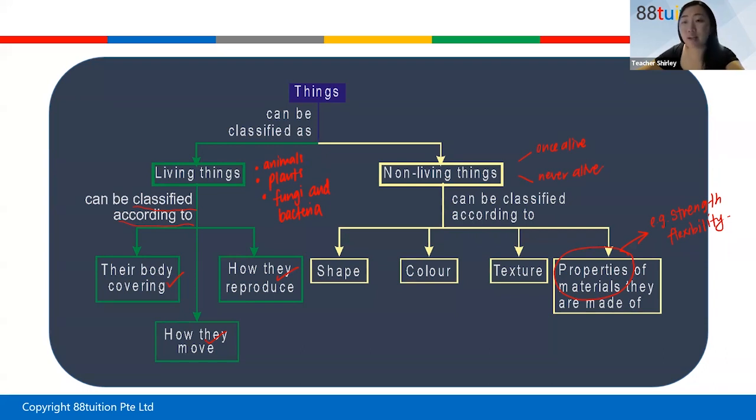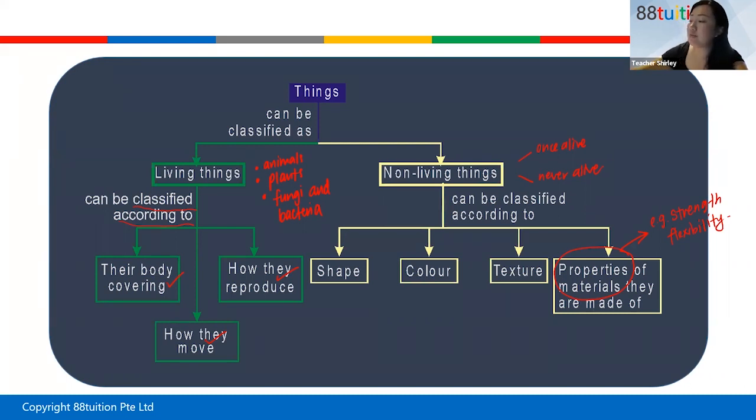Some materials are once alive. For example, your paper. Your paper is made from trees, and trees are once alive. Never alive are things like, for example, your ceramic, porcelain, right? All these are never alive. They're just found from the ground. Okay, so things can be classified according to living and non-living.